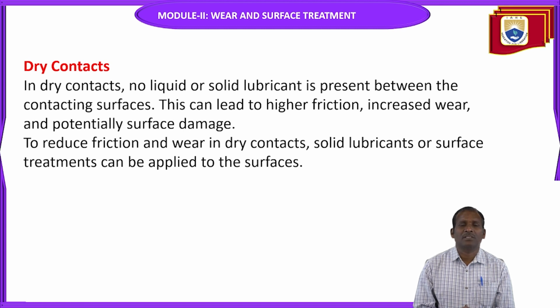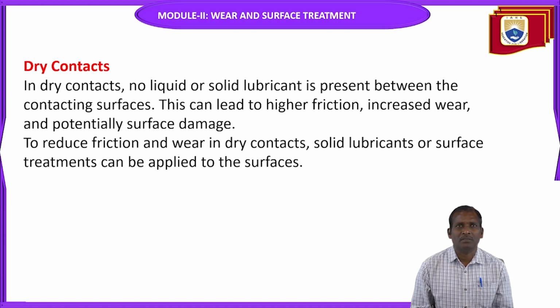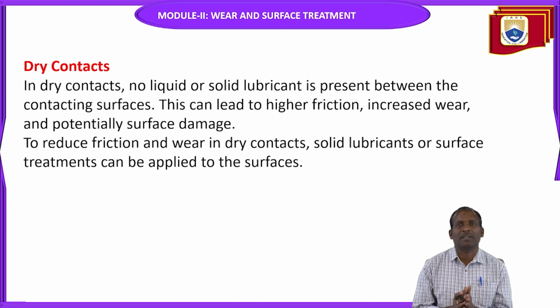In dry contacts, no liquid or solid lubricant is present between the two contacting surfaces. So this can lead to high friction. Whenever two contact surfaces are in relative motion, there must be friction. To avoid friction, you have to use some lubricants. But in a dry contact, there is no lubricant physically present, either liquid or solid. This can lead to high friction, increased wear, and potentially surface damage. To reduce friction and wear in dry contact, solid lubricants or surface treatments can be applied to the surfaces.